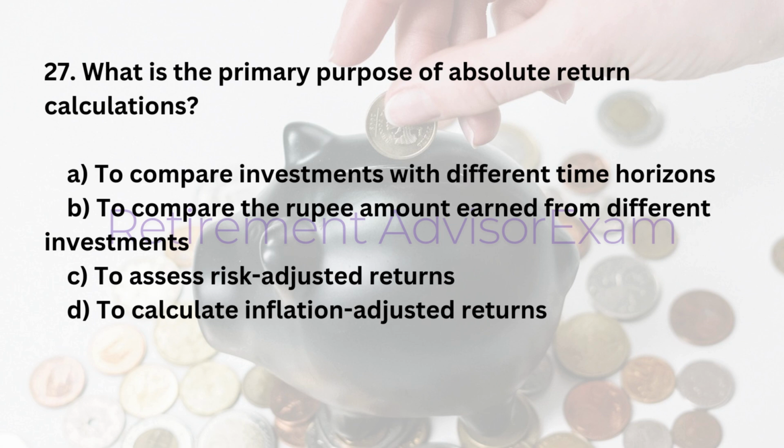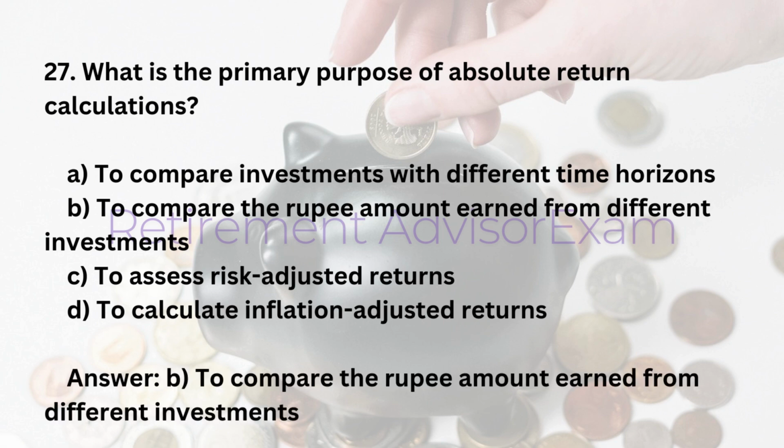27. What is the primary purpose of absolute return calculations? A. To compare investments with different time horizons. B. To compare the rupee amount earned from different investments. C. To assess risk-adjusted returns. D. To calculate inflation-adjusted returns. Answer: B. To compare the rupee amount earned from different investments.